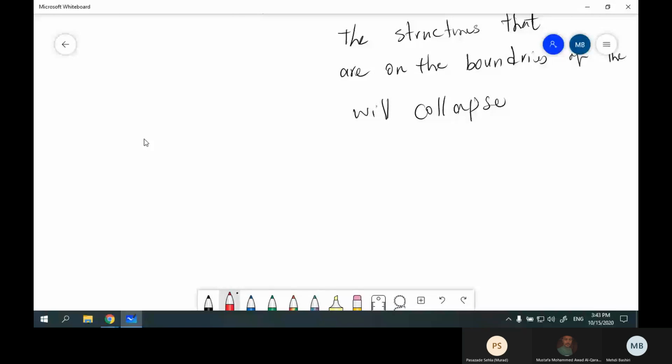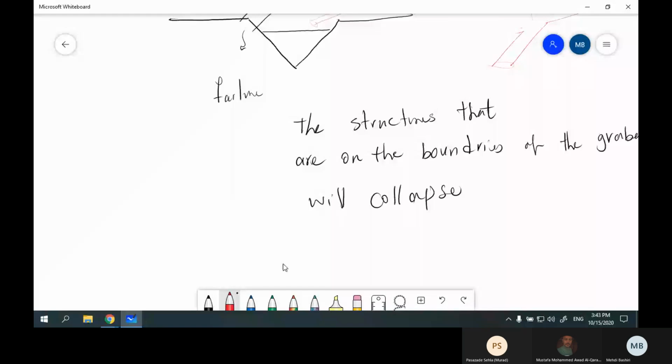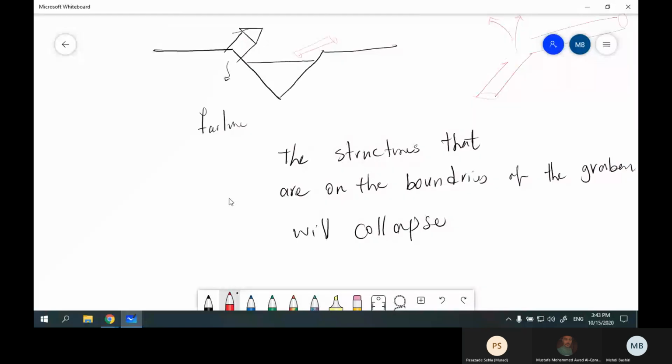And it is obvious that we can't control this phenomenon from happening. In some cases we can compact the soil here, but in most of the cases we can't do any effective thing here.